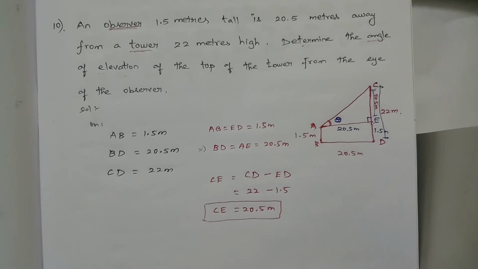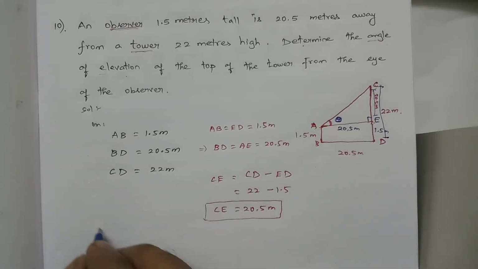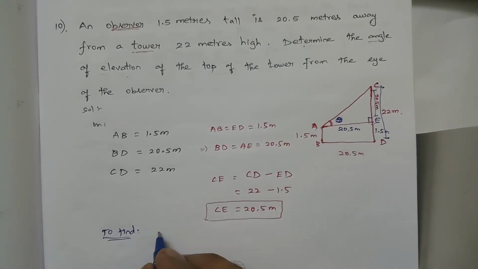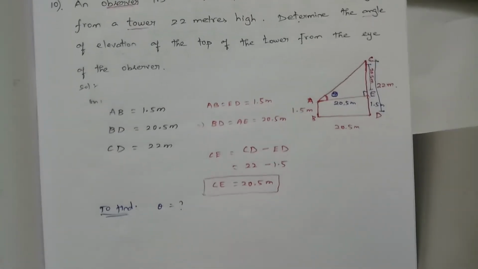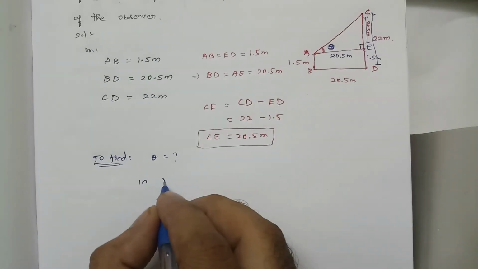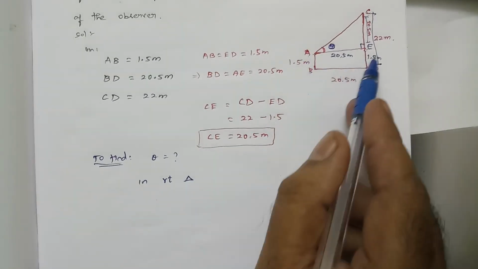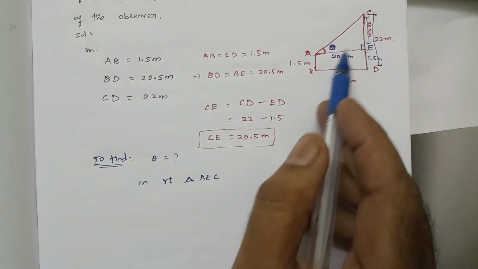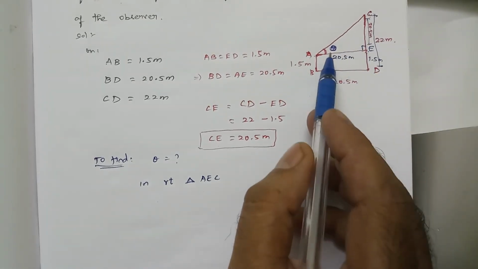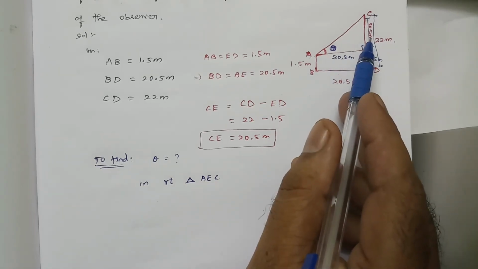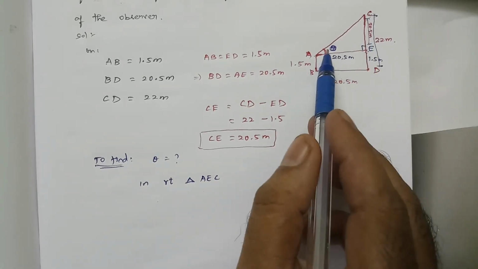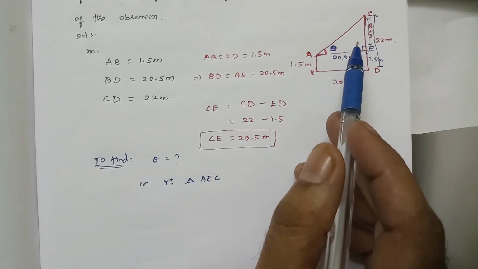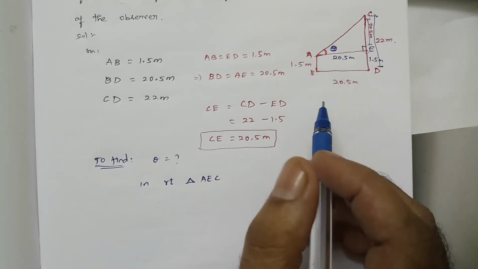Now, comparing with the right angle triangle, what do we want to find? We want to find the angle of elevation, theta alone. In right triangle AEC, we know two sides. We know the adjacent side for theta as well as the opposite side for theta. So, opposite and adjacent, which trigonometric ratio will be applicable? Tan theta, right?